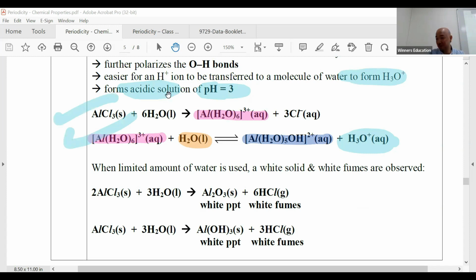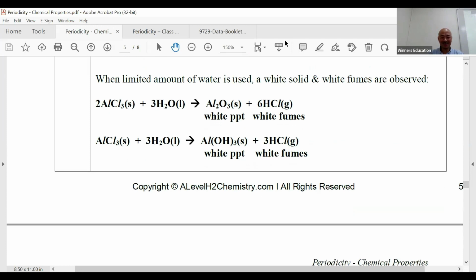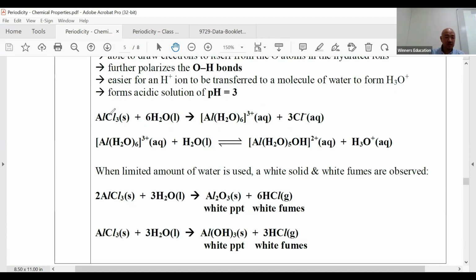Okay, now we have to apply further. Ready? That part is the boring one. The interesting one is here. These are all the outliers, but it won't be too difficult, right? So once again, follow me closely. When a limited amount of water is used, versus this section, when you have excess water, where AlCl3 is added into excess water.